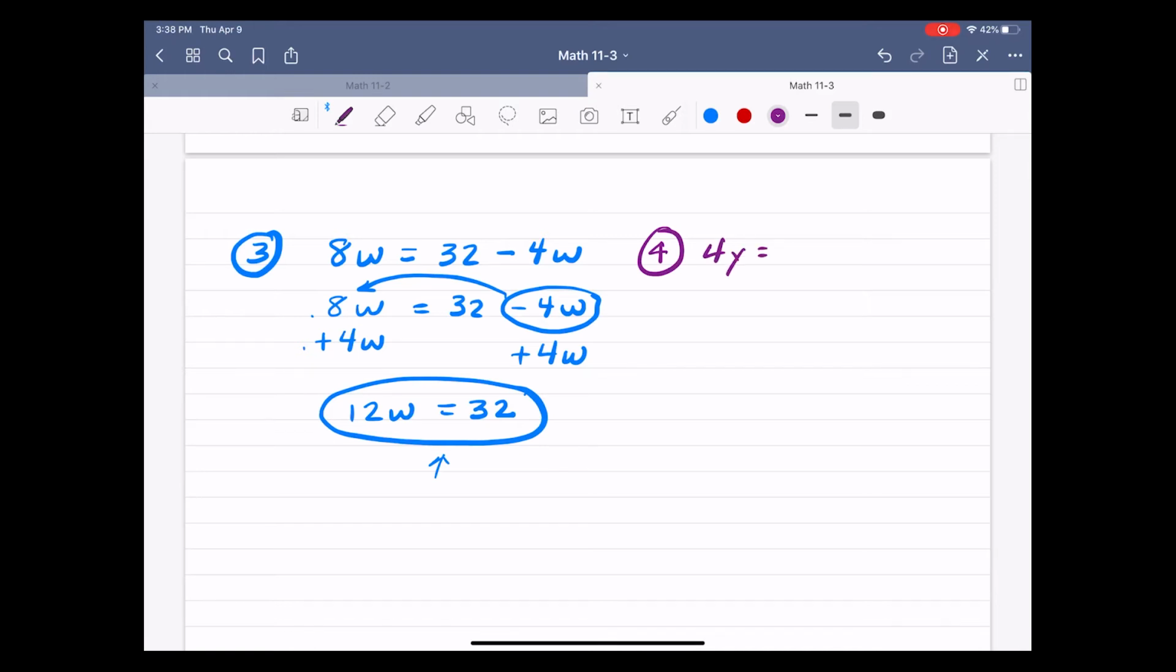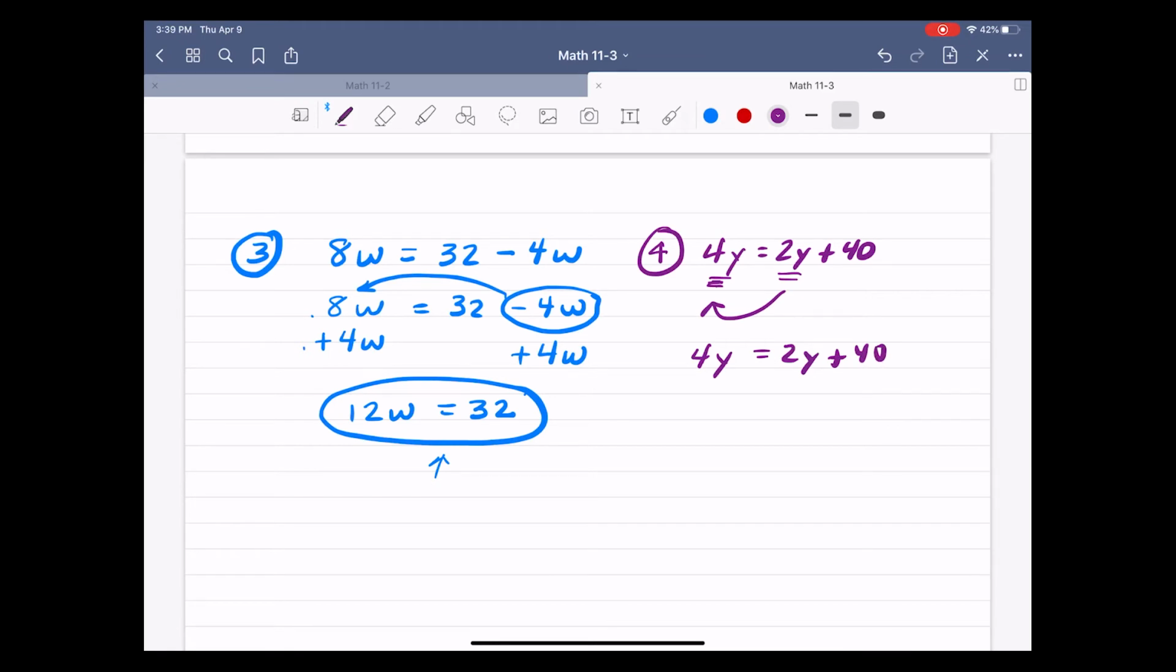4y equals 2y plus 40. Notice I have variables on both sides of my problem, and because the 4y is the only number over here on the left side, I'm going to go ahead and move this 2y to the left side.